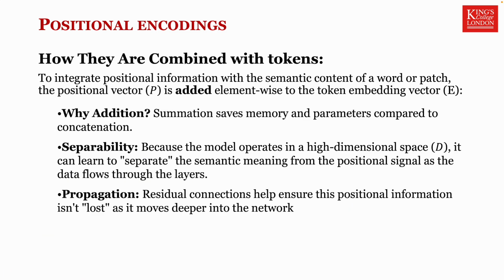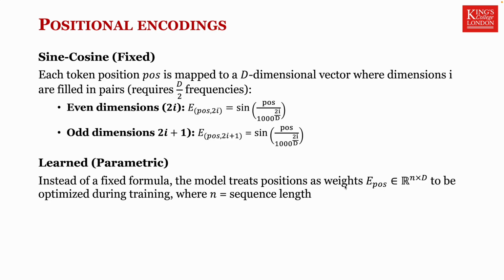So just to clarify what a positional encoding vector looks like, they need to have length D. They need to have the same length as the input token embeddings, since what we want to do once we have them is add those 2 vectors together. Addition is used rather than concatenation to save memory and parameters. It is sufficient because these can be separated by the many layers of the network, with residual connections added to help ensure that this positional information isn't lost as it moves through the network.